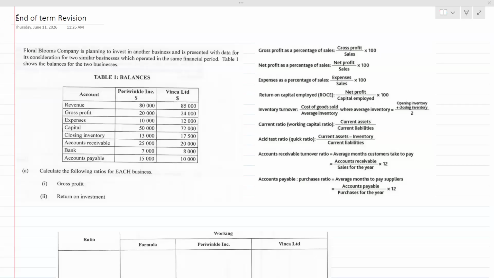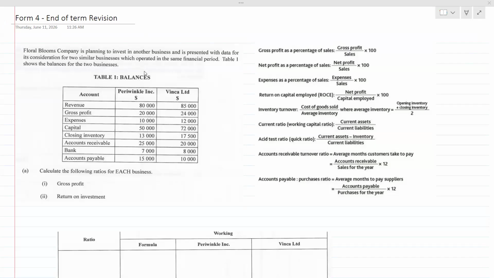Right, so this is our end of term revision, and we're going to be doing that. We're going to do our revision by using past paper questions in different topic areas, the topics that you would have covered throughout Form 4. So one of the first ones you're looking at here is ratio analysis.